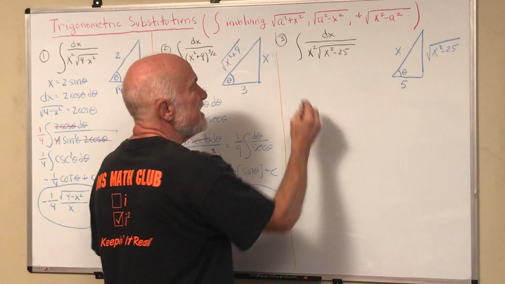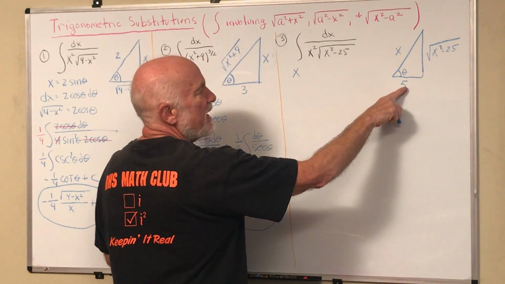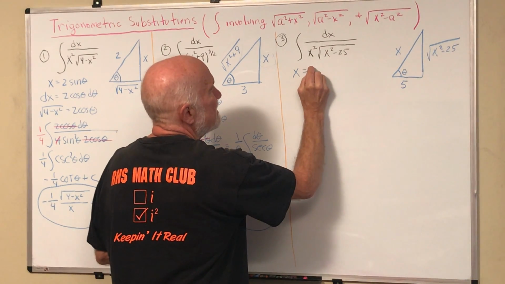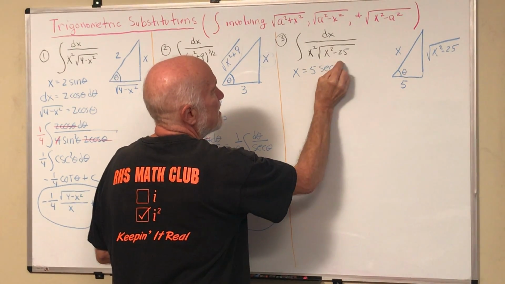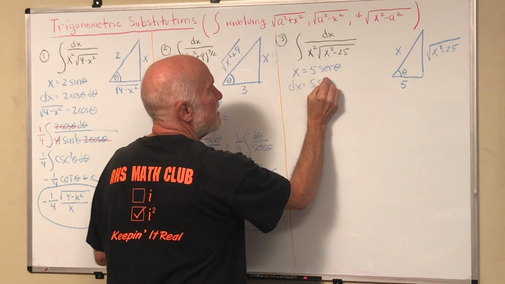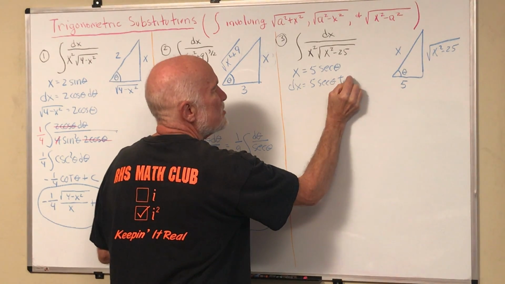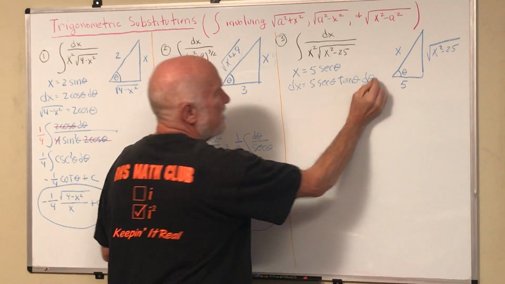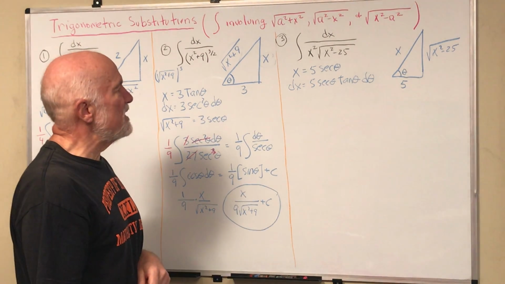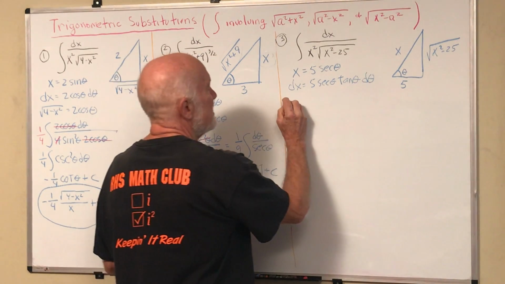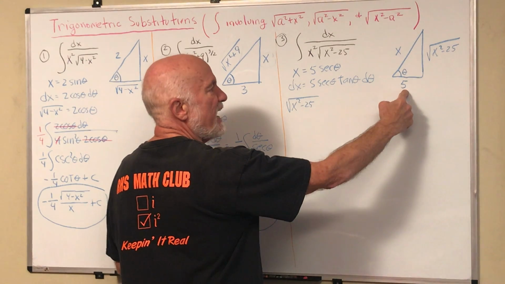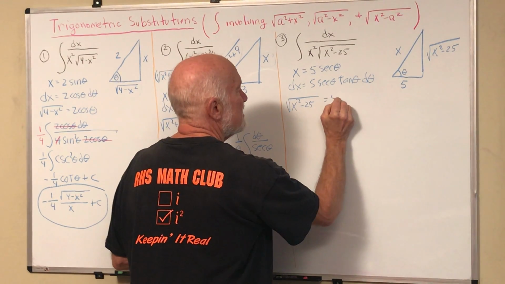But still the same idea. I go x divided by 5, and that's the secant of theta. And then dx is going to be 5 secant theta, tangent theta, d theta. It's good practice on our derivatives of trigonometric functions. And then the square root of x squared minus 25 divided by 5 is the tangent of theta.